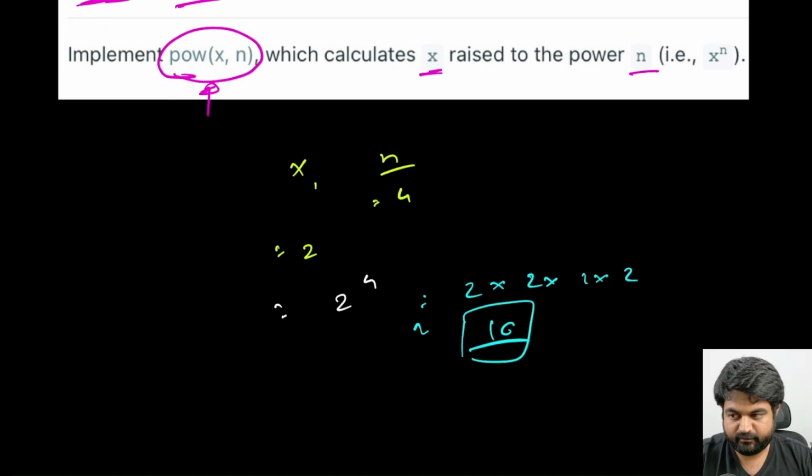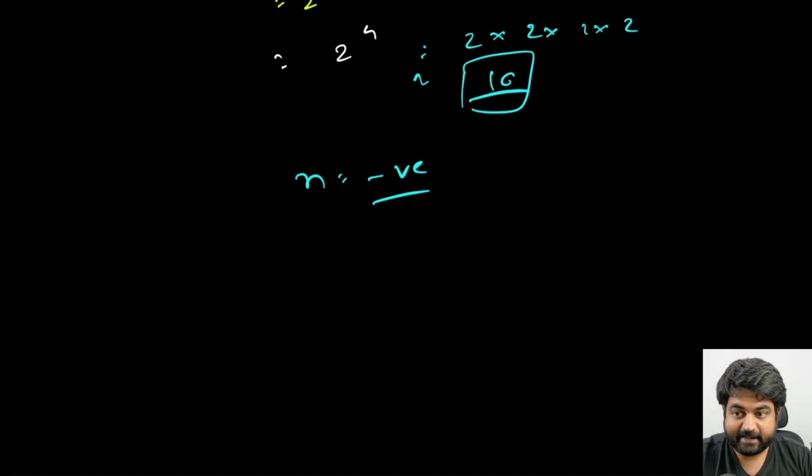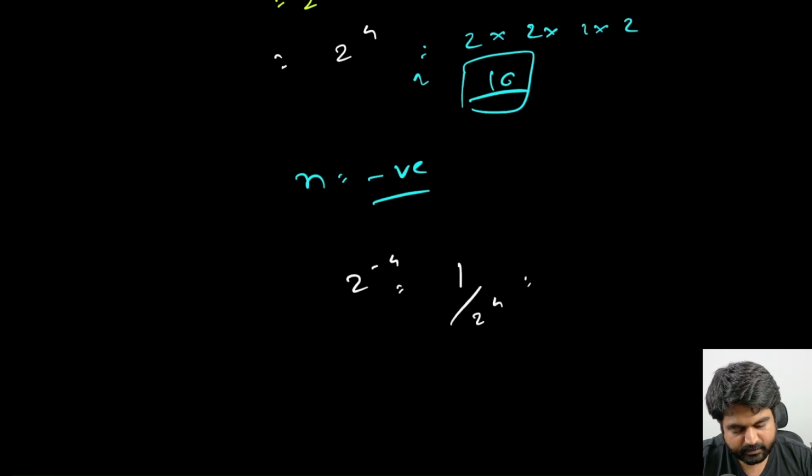Now for different kinds of input, it could be possible that the given value of n is negative as well. Let's say that we are given the value 2 to the power minus 4. In this case we can still perform the same operation, but basically we are just doing 1 divided by 2 to the power 4. So this is going to be 1 divided by 16, and I don't know what the decimal value is, but it's something like 0.06. So this is what we need to return.